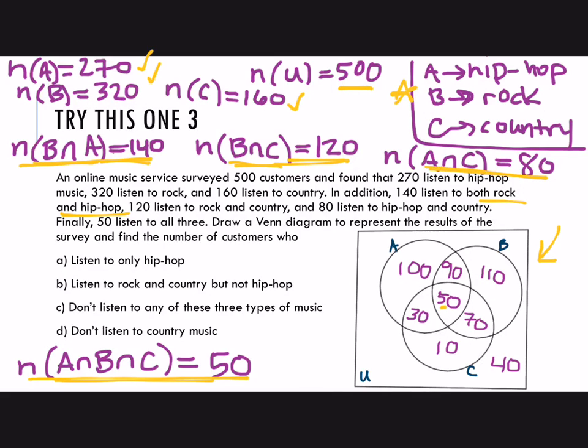All right, notice that we could start in the middle here, 50 listeners for all three types of music. And then you go back and look at these intersections, 140, 120, and 80. Subtract 50 from each of those, and that's where we get 90, 30, and 70. All right, and then finally, the 100, the 110, and the 10, we get those by subtracting the numbers that are there from the cardinalities of A, B, and C. So for example, this 100, that comes from taking 270, the total number of people in set A, and then subtracting 90, 50, and 30.